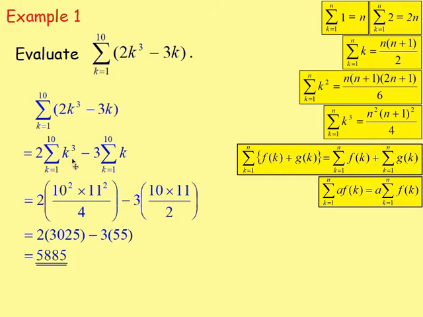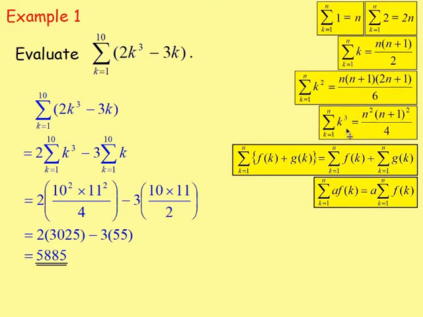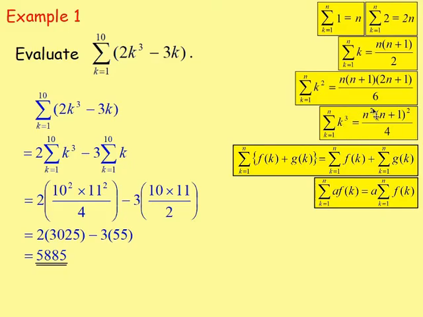And the sum of k cubed is just given here. It's n squared, (n + 1) all squared over 4. N, in this case, is going to be 10, so you're going to have 10 squared times, well, 10 add 1 is 11, so 11 squared over 4. The sum of k is given here as n(n + 1) over 2. N is going to be 10, so you're going to have 10 times 11 over 2. So it's going to be 3 times that. Sub them in, work them out, and you get your answer.